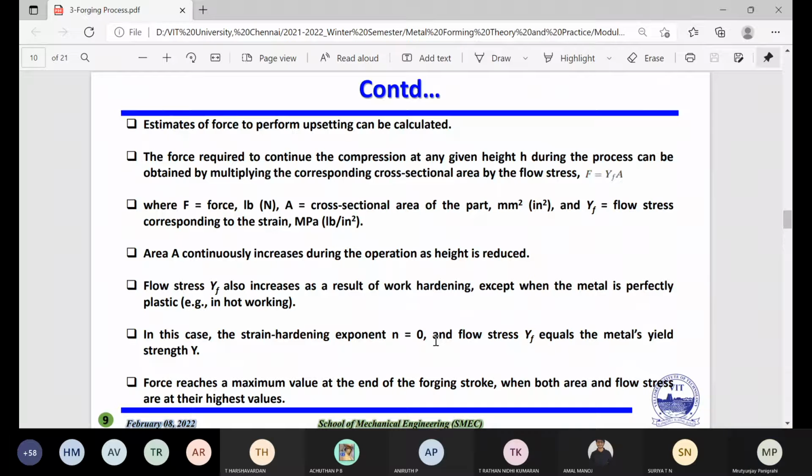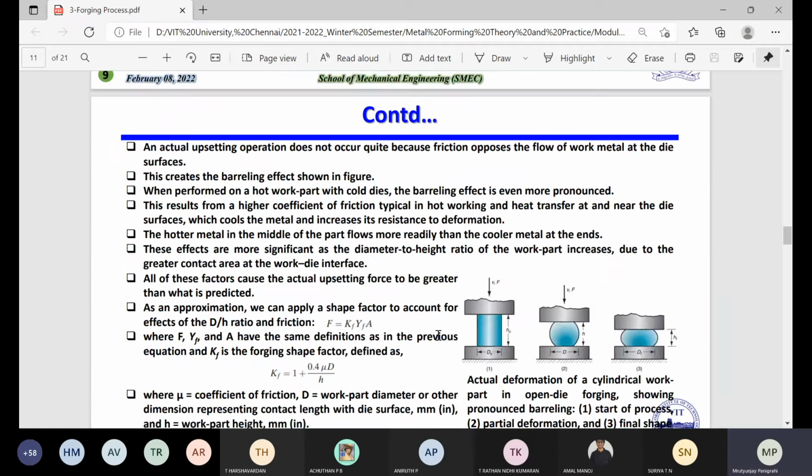Anyone? So strength constant. Strength coefficient. Okay. Yes. Okay, fine. Yeah.